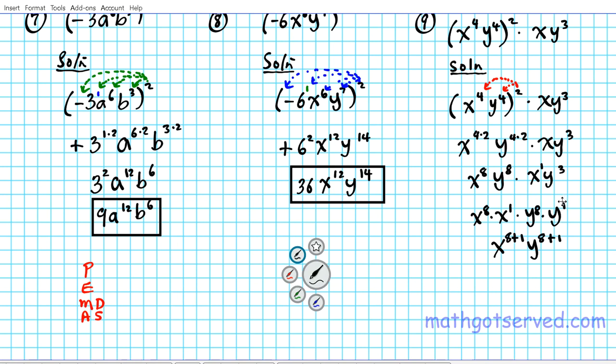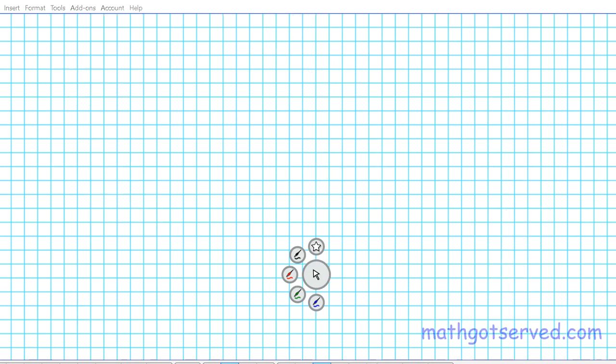Oh, I changed it. I'm sorry, this is supposed to be a 3 right here. I changed it to a 1. So this is a 3. Okay, so that's a 3. So we have 8 plus 3. You add the powers, all right? When you simplify, you have x to the 9, y to the 11th power, and that's the final answer to question number 9. Alrighty, moving along, let's take a look at question number 10.